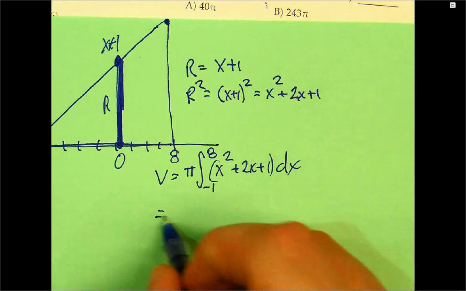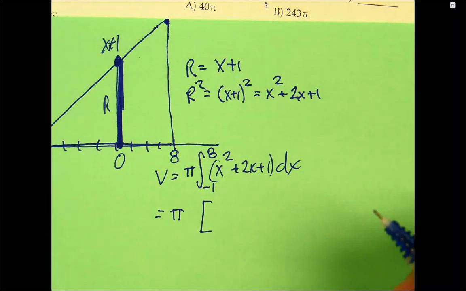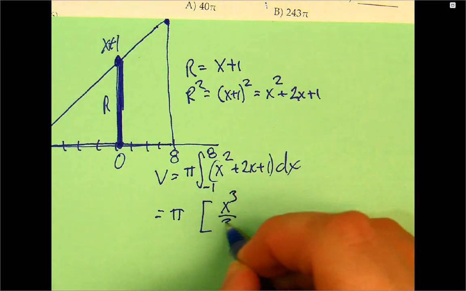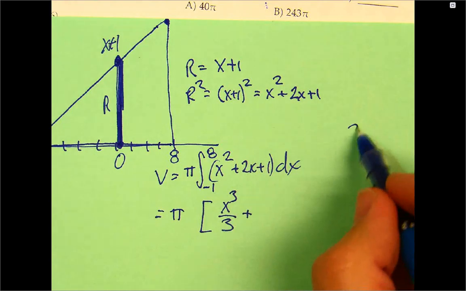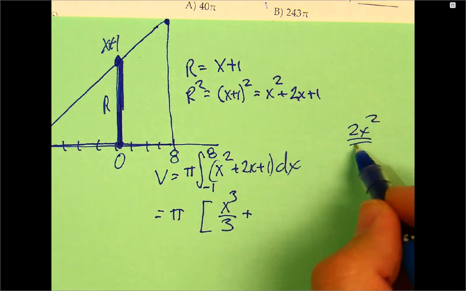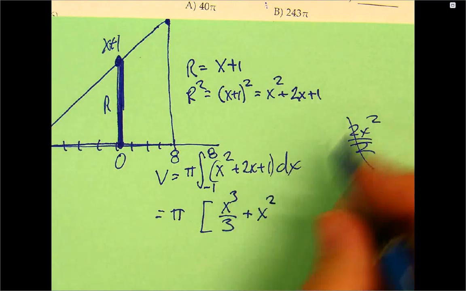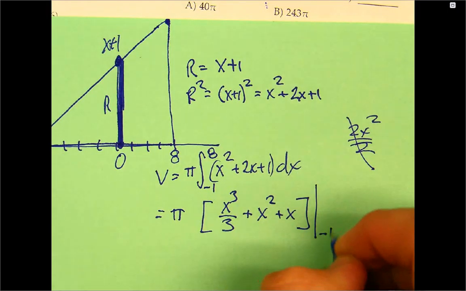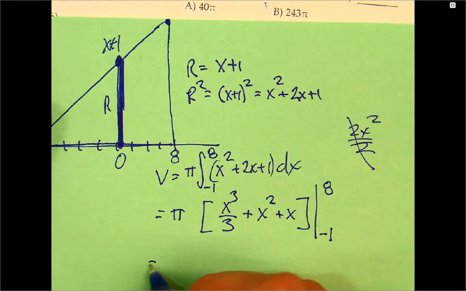So this would be pi times integral of x squared. X cubed over 3 plus 2x squared over 2. Bam! So it's just x squared, and then integral of 1 is x. And I'm going from negative 1 to 8. Oh man, so it's not a 0, so I actually have to do some subtraction. What the heck's up with that?